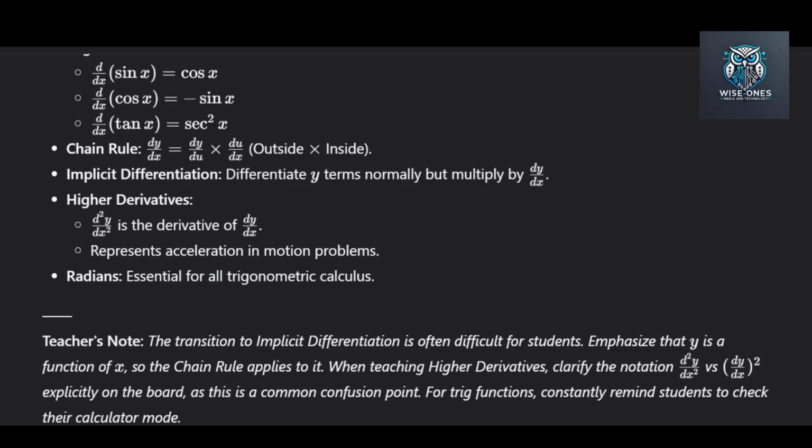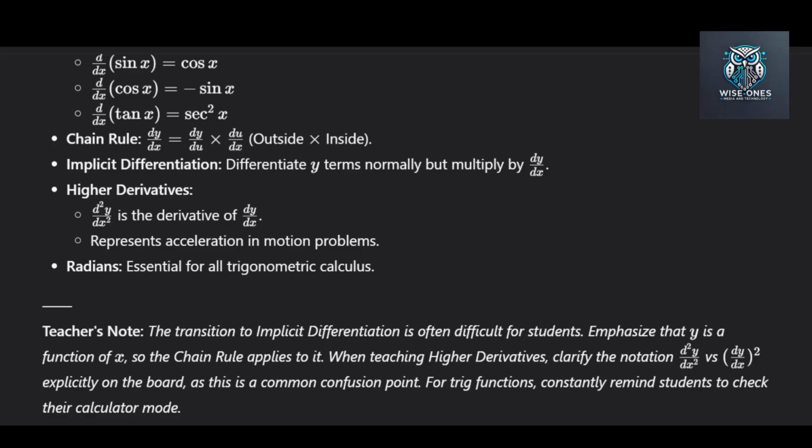We learned about implicit differentiation. Differentiate x terms normally, but multiply y terms by dy/dx. We learned about higher derivatives. d squared y over dx squared is the derivative of dy/dx. It represents acceleration in motion problems. We learned about radians. They are essential for all trigonometric calculus.